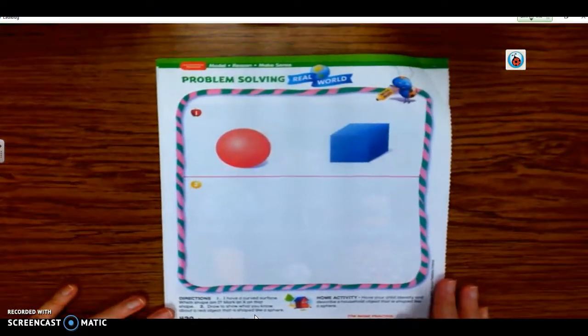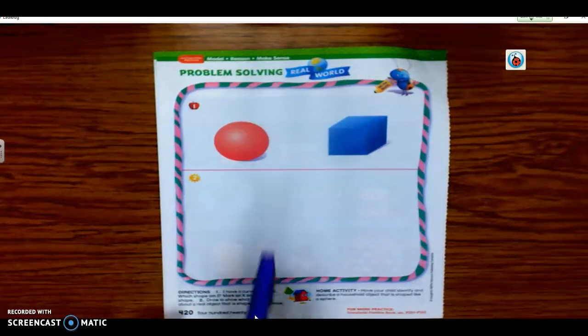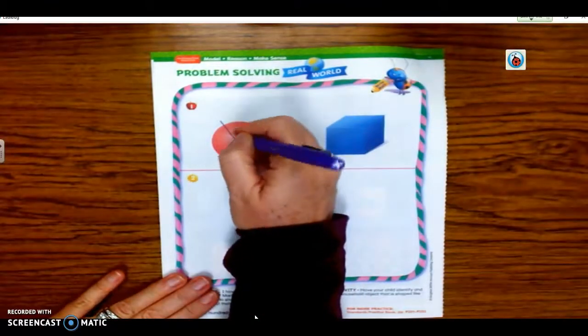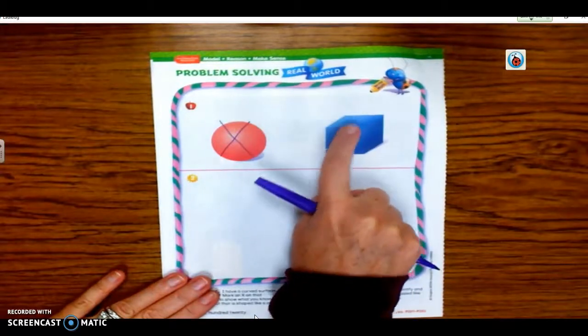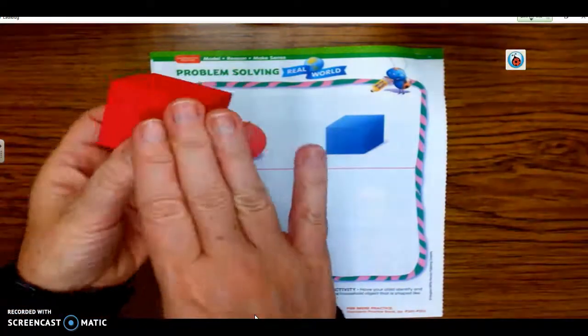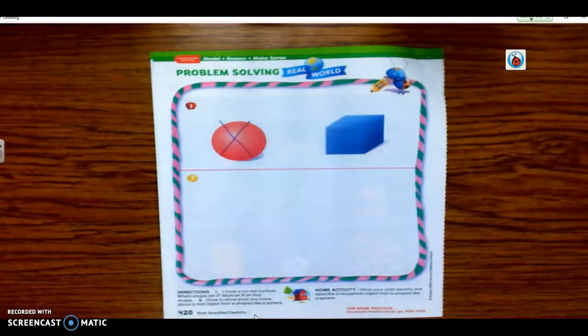By the red apple, they've got a riddle for you. And see if you can solve the riddle. I have a curved surface. What shape am I? All right, boys and girls, when we're talking about our three-dimensional shapes, which one of these has a curved surface? The sphere, so put an X on it. This is a cube. It does not have any curved surfaces. It has a lot of flat surfaces, all different kinds of sides and edges. So the sphere has a curved surface.